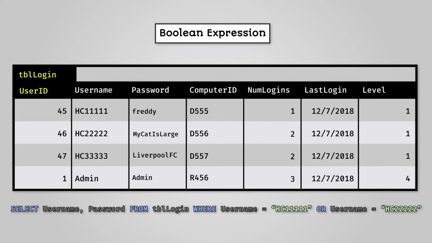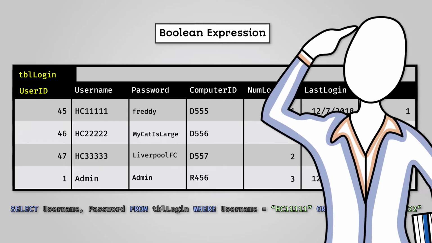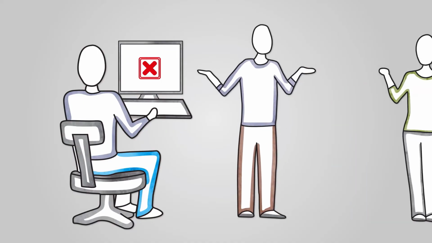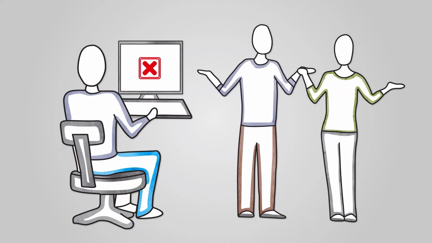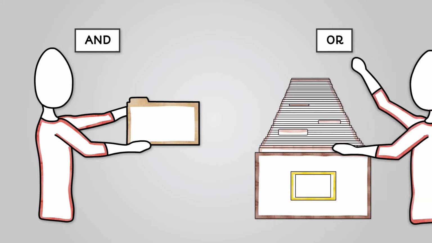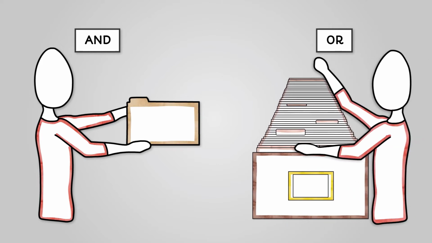So, AND and OR can be very useful in asking lots of complex questions, but you need to make sure you fully understand how AND works and how OR works. If we had accidentally used AND in the previous query, we'd have received no results, because there isn't a person with the username HC11111 and the username HC222222. Typically, AND is used to make a collection of answers to a question smaller, whereas OR is used to make the collection of answers to a question bigger.